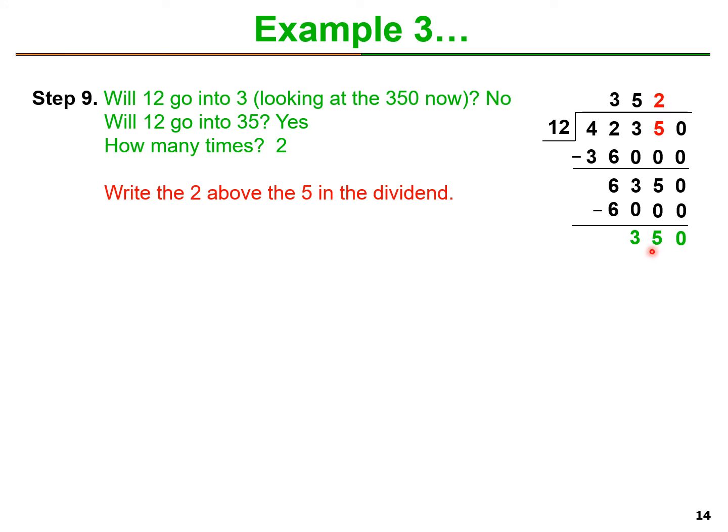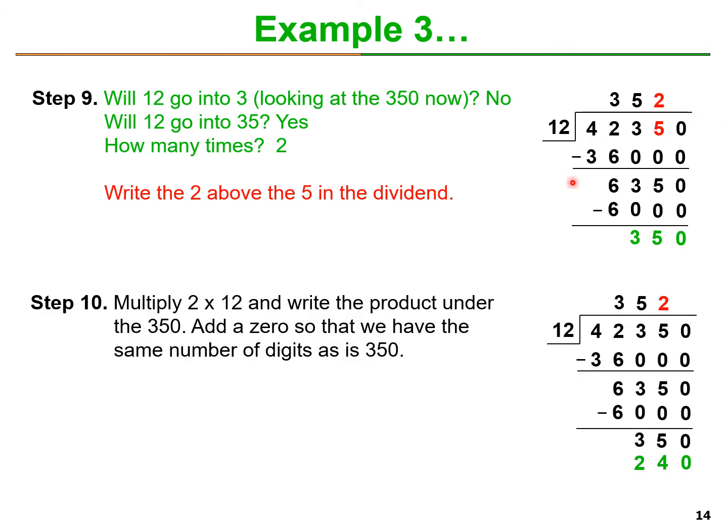Yes. How many times? 12 will go into 35 2 times. Okay, because we're considering 35 and 5 is the rightmost digit in 35, we write the 2 in this column right here. We start here and go all the way up, making sure the 2 aligns with this 5.